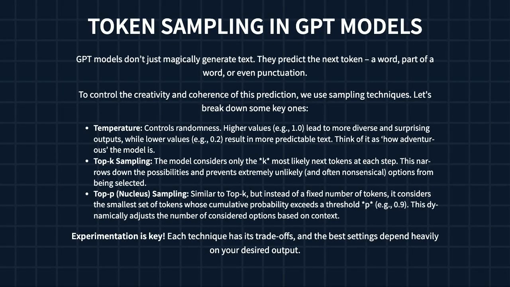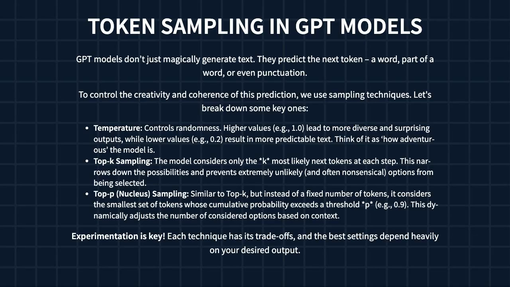Okay, so GPT models aren't just pulling words out of thin air. They're actually predicting what comes next, one token at a time, which is basically a word or part of a word. To make sure that the generated text makes sense and isn't too random, we use something called token sampling. There are a few ways to do this. Temperature controls how adventurous the model gets.